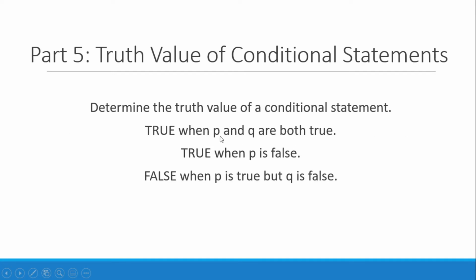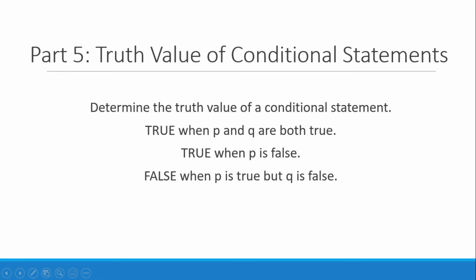Okay, let's determine the truth value of conditional statements. True when P and Q are both true. So if-then statements, conditional statements, are true when P and Q are both true. Okay, they're true when P is false, and they're false when P is true but Q is false.